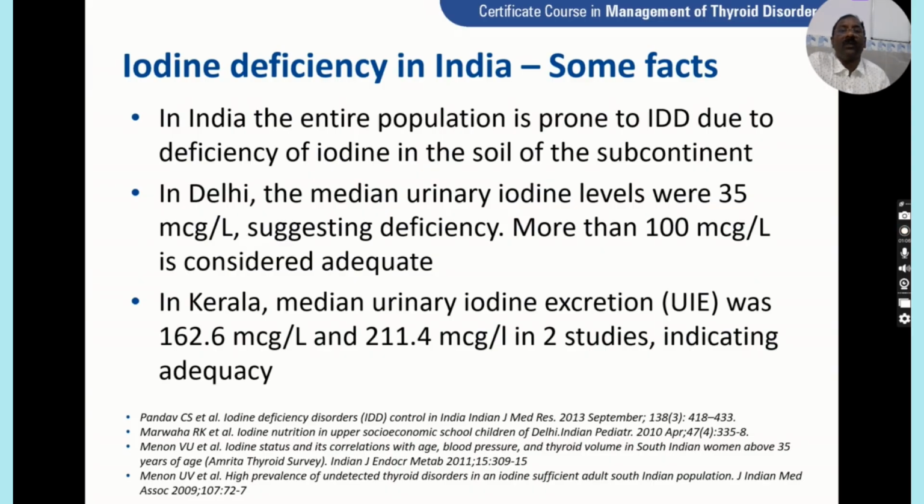In Delhi, the median urinary iodine level was 35 mcg, suggesting deficiency. More than 100 mcg is considered adequate, but in Delhi it is only 35. So in North India, very low levels of iodine, so more and more chances of getting thyroid disorders. In Kerala, the median is 162 in 2 studies, indicating adequacy. So South India, good, whereas North India, very poor.